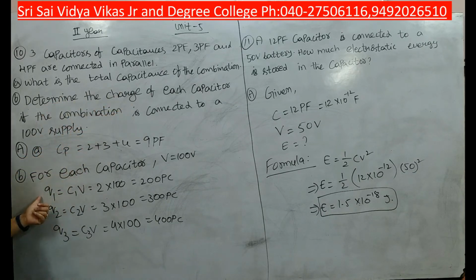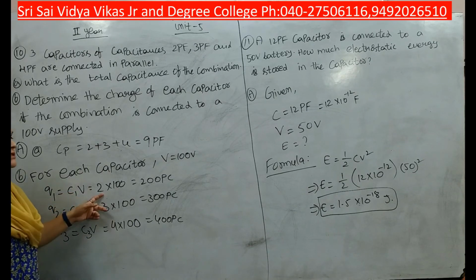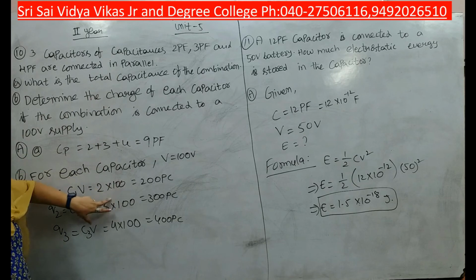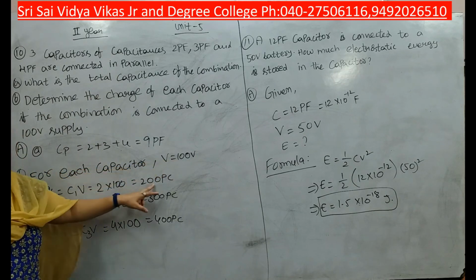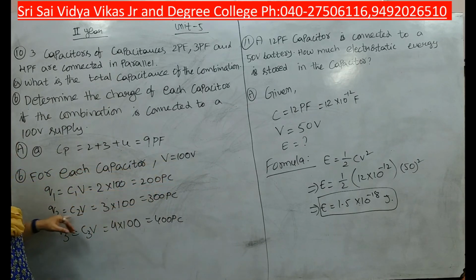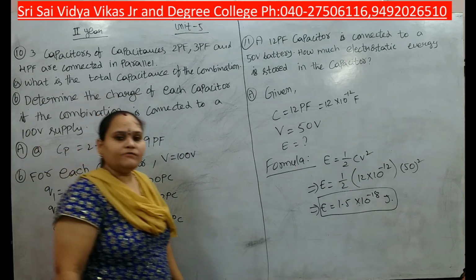For this purpose, we have the formula Q equal to CV. From this, Q1 equal to C1 into V. V is same in parallel. In series, Q is same. So Q1 equal to C1 into V. V is same for any capacitor. So C1 is 2 picofarad, 2 into V, 100 volts, 200 picocoulomb. And Q2 equal to C2V, 300. Q3 equal to C3V, 4 into 100, 400.